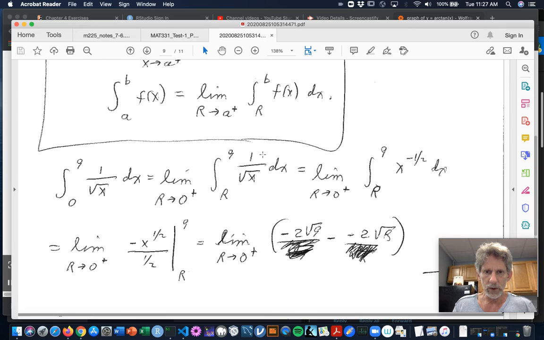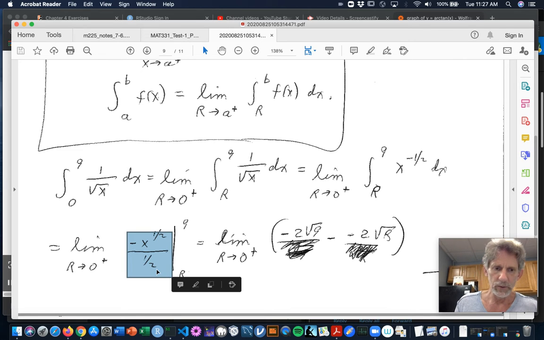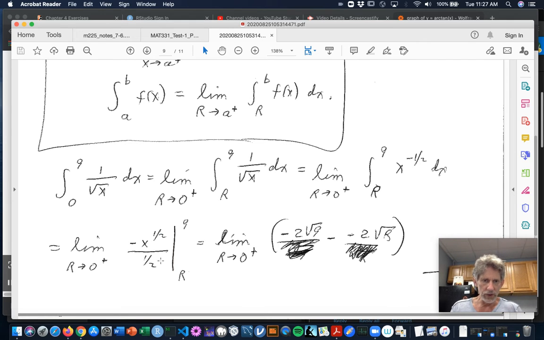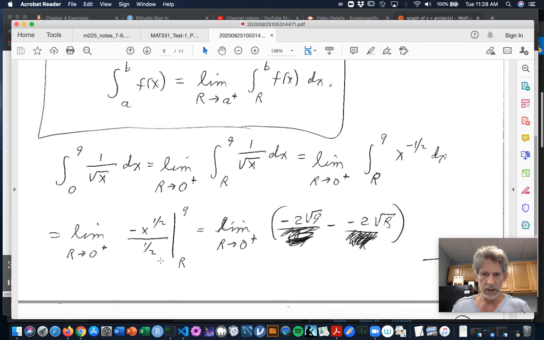Now I'm going to write 1 over square root of x as x to the negative a half, because I'm going to be able to get the antiderivative easily with the power rule. So it would be x to the plus half over 1/2. Okay.